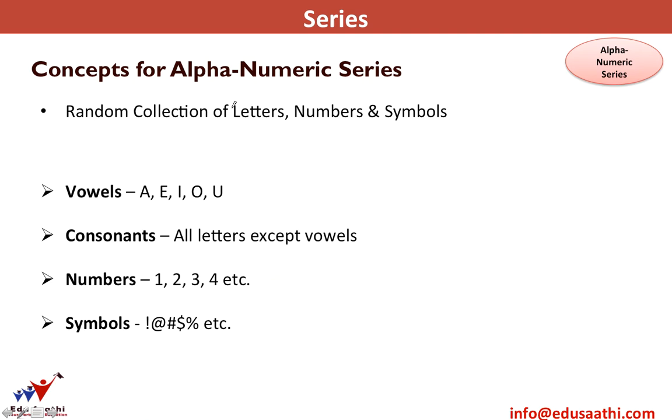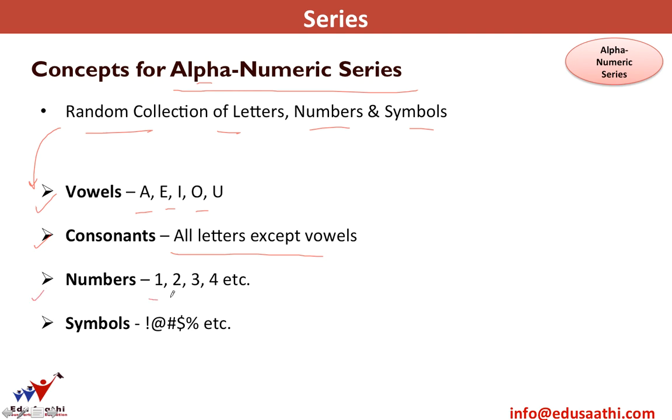Now we move to the last type of series, which is alphanumeric series. Alphanumeric series is a random collection of letters, numbers and symbols. All you need to know for alphanumeric series are that you have vowels, which are A, E, I, O and U. Consonants, all letters except vowels.